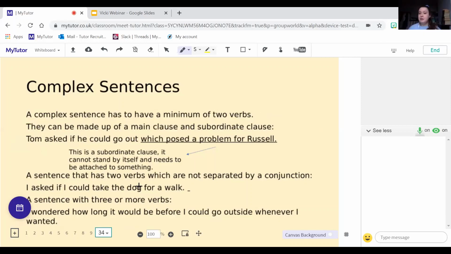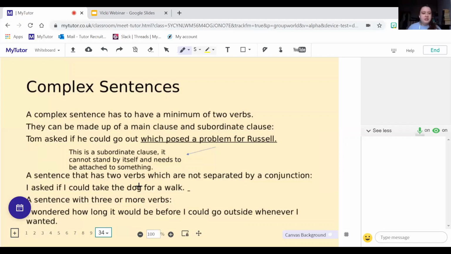However, the subordinate clause cannot stand by itself. So if we take Tom asked if he could go out away, and we're left with which posed a problem for Russell, we don't know what the which is, why that's there. So it doesn't make sense by itself.